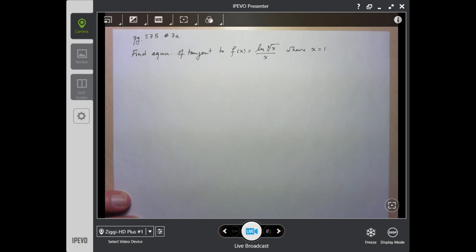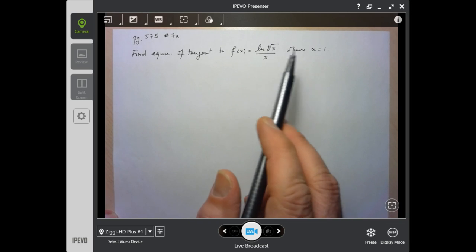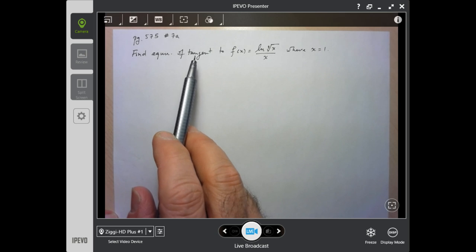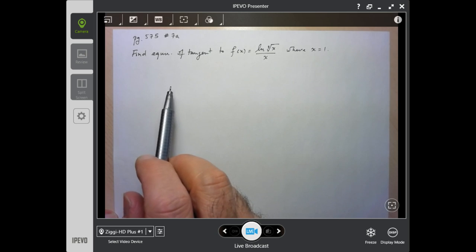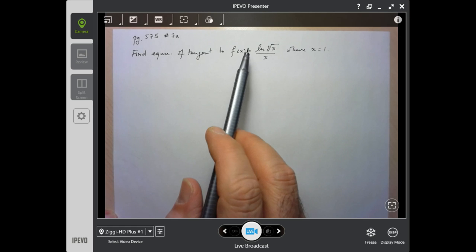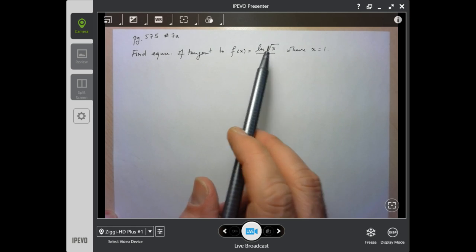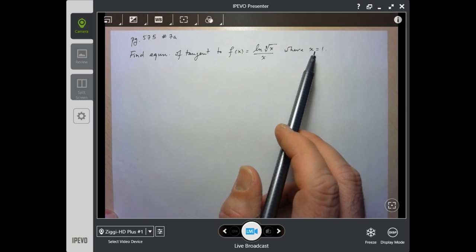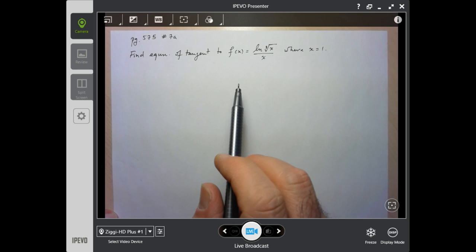Hi folks, we're going to take a look at page 575, number 7a, and they're asking us to determine the equation of the tangent to this curve where x is equal to 1. So since the tangent is a line, we need to find a slope and we need to find a point. So the slope is going to be given by the derivative of this function, evaluated at x equals 1, and then to get our point, since the tangent and the curve share a point, we just need to find the y value at x equals 1.